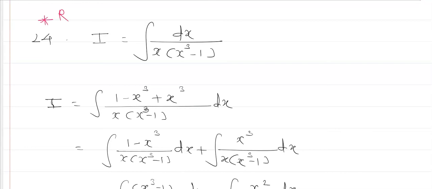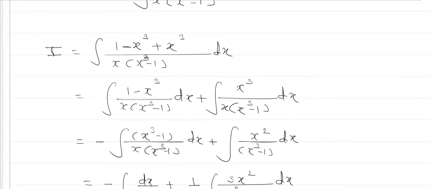Here is one more adjustment: 1 minus x cube, plus x cube. Now see this here, split this up: integral 1 minus x cube upon x in bracket x cube minus 1 dx, plus x cube upon x in bracket x cube minus 1 dx.